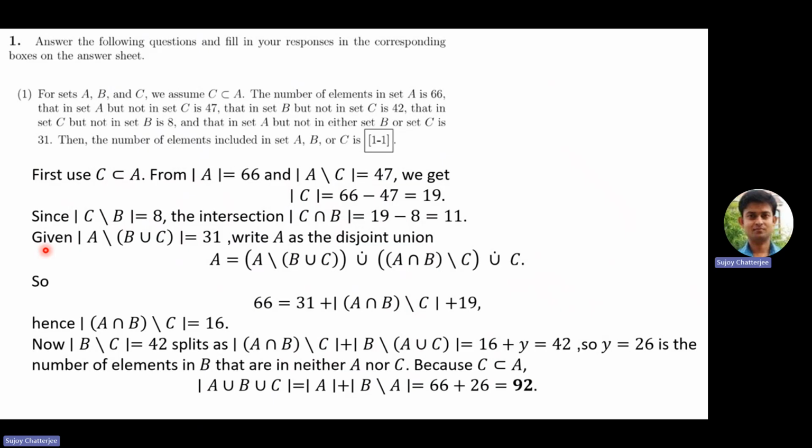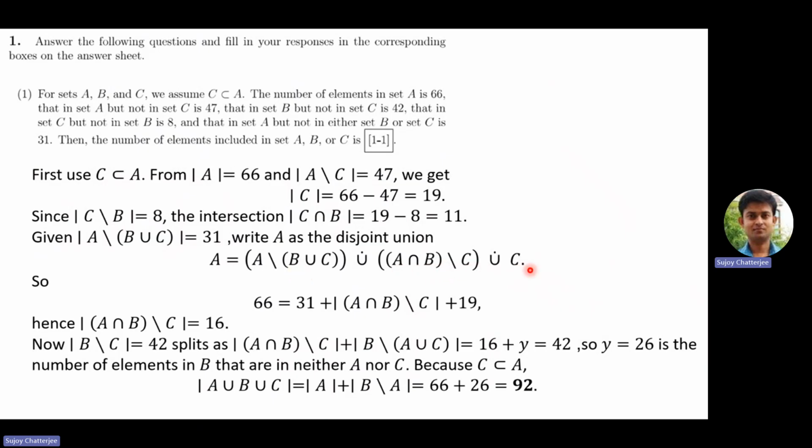Now the next given criteria is that the number of elements in A but not in either B or C is 31, the last criteria. So we can write A as the disjoint union. This is from the set theory formula. The disjoint union formula: we can write set A as A which is not present in either B or C, disjoint union with the set formed by A intersection B which is not part of C, and again disjoint with C.